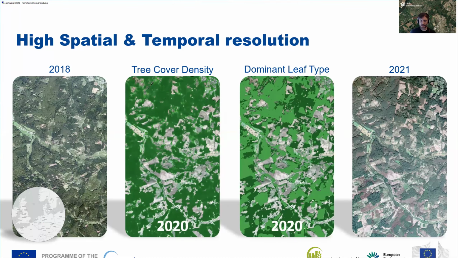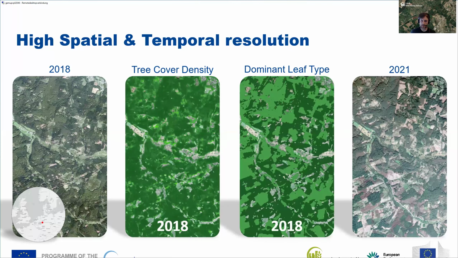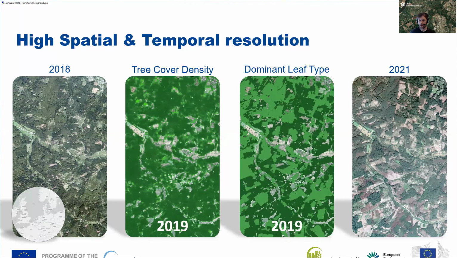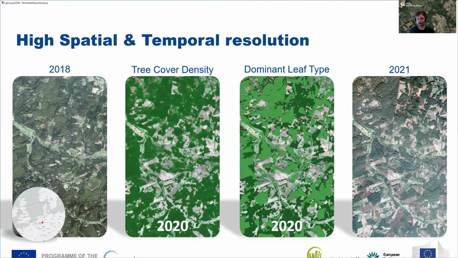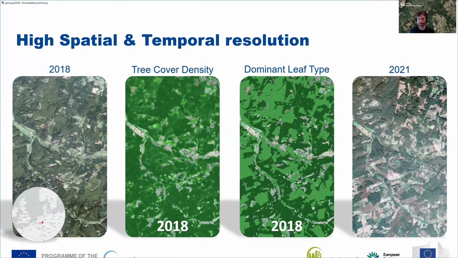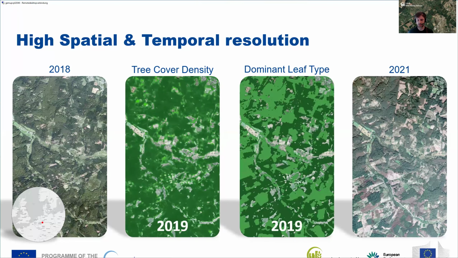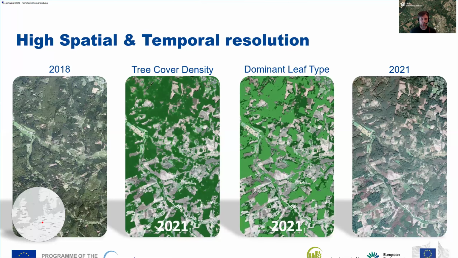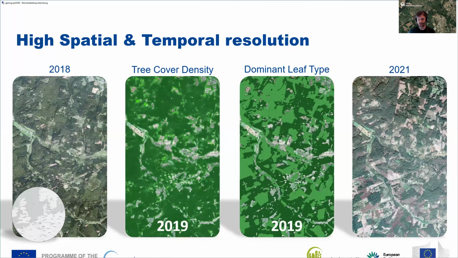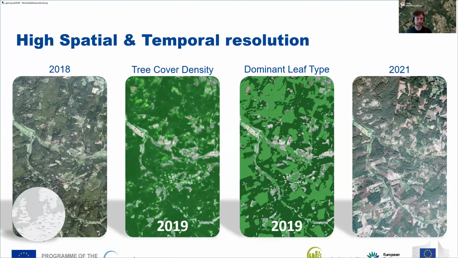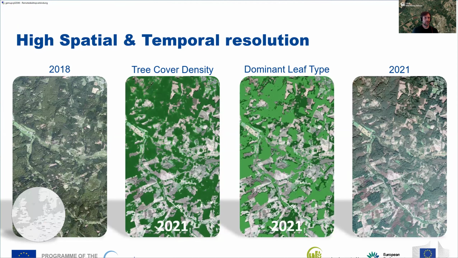So in 2018, there was basically equal distribution of broadleaf and coniferous trees, but then the coniferous cover was or is still decreasing due to the drought effects that started in 2018, and then the increase of bark beetle activity, which led to the death of most of these spruce stands that are present in these areas.